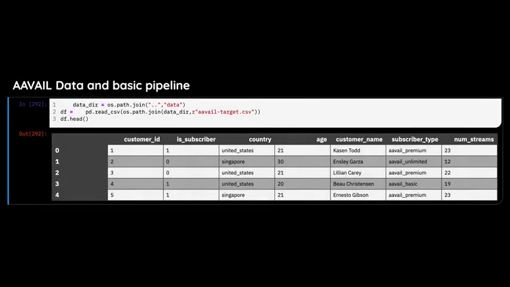In these materials, we will use data from Avail to generate churn data to showcase the handling of imbalanced classes during the AI workflow. In the Avail data, which you can see here, there are two categorical variables and two continuous variables that we are going to use to predict the other variable, is subscriber. The categorical variables are country and subscriber type, and the continuous variables are age and num streams. The class imbalance that we have is that there are a lot more subscribers than there are non-subscribers. So in the is subscriber column, there's a lot more ones than there are zeros.